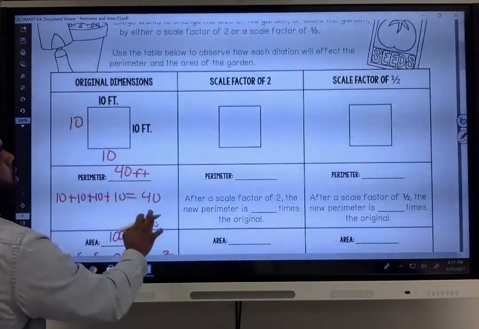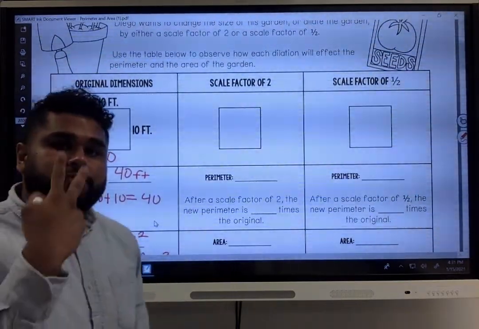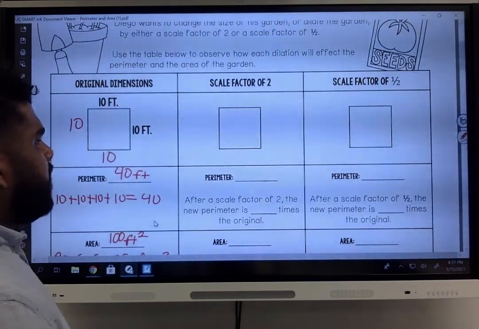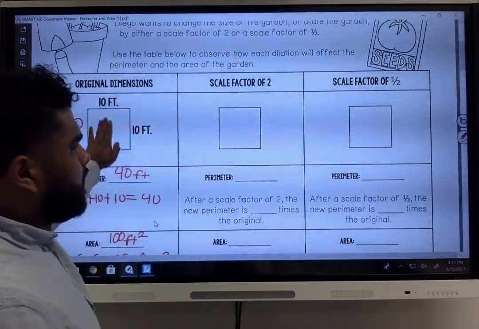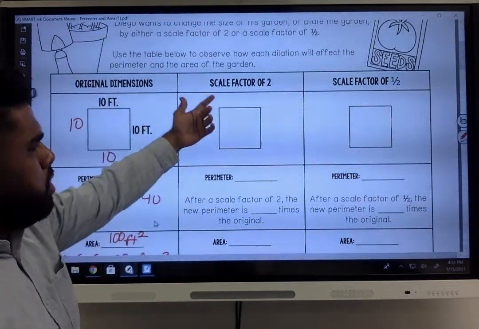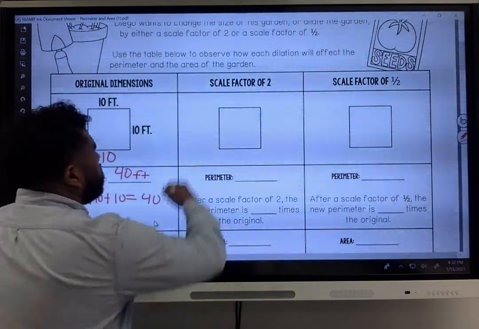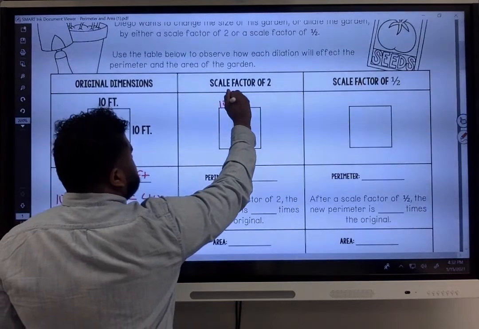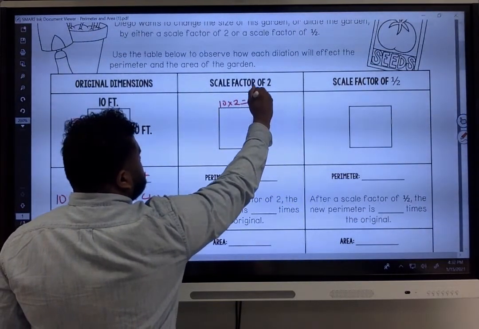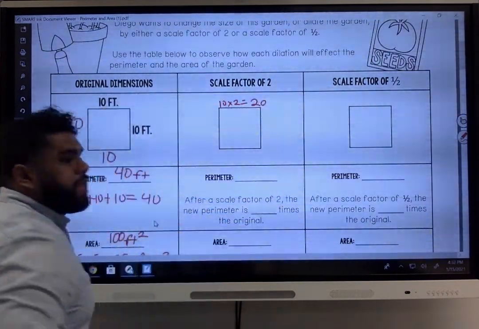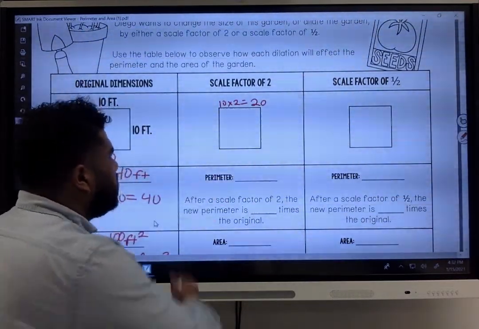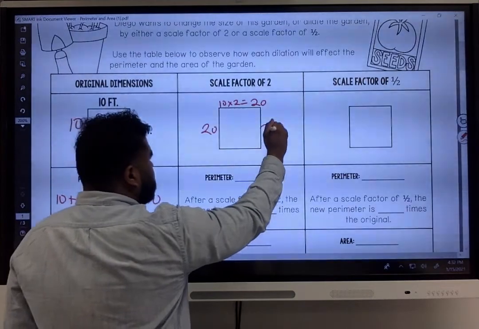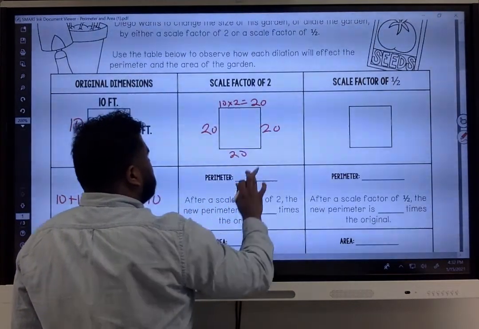All right. So now let's apply that scale factor of 2. Whenever we have a scale factor, we're going to multiply our original side lengths by our scale factor. In this case, our scale factor is 2. So 10 times 2 would equal 20. It's still a square vegetable garden, so it's going to be 20 feet all around. Here's another 20, 20, and 20.